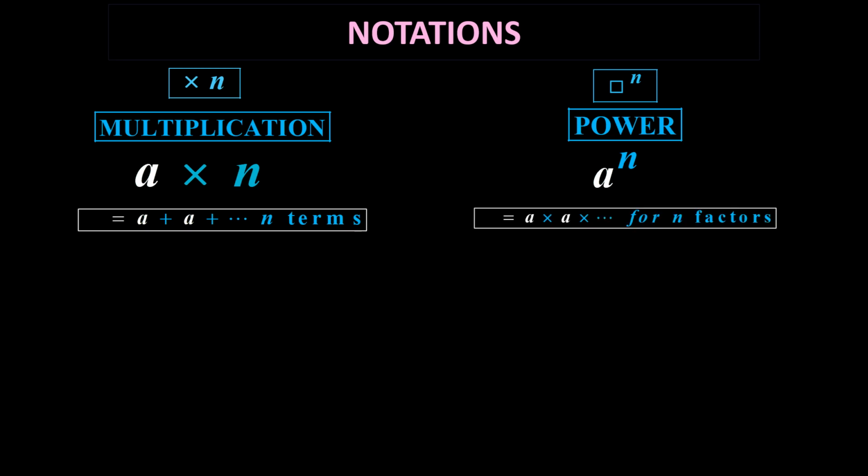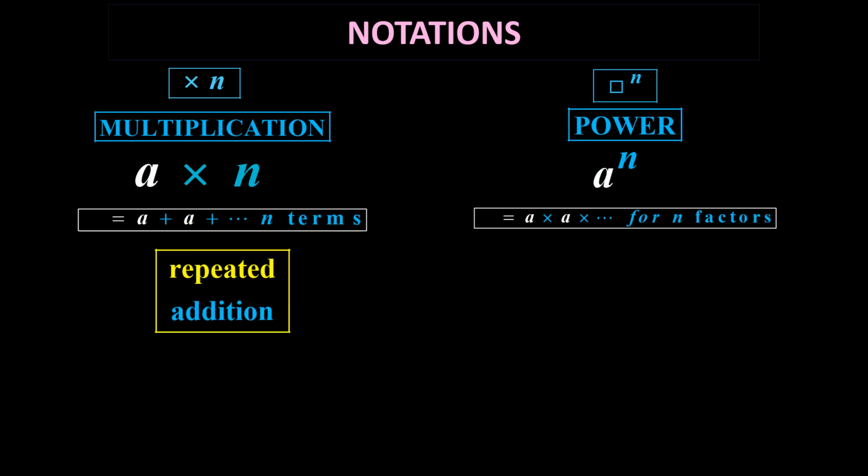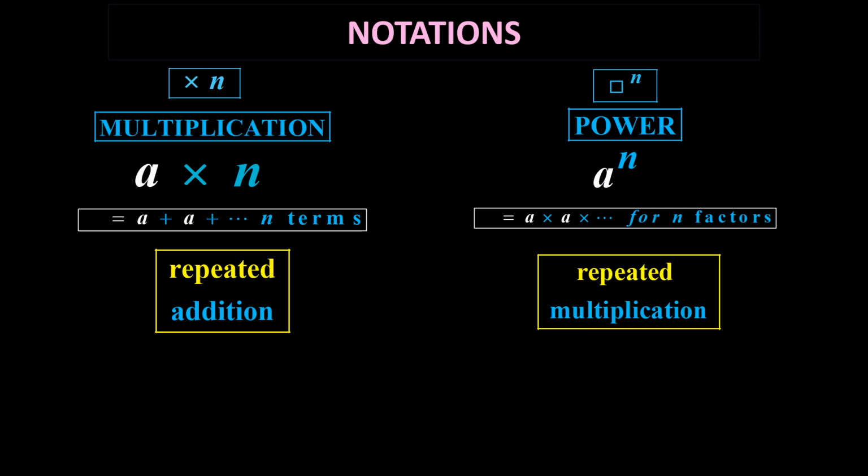Let's look at the other one. a times a times a times a, n factors of a. So in this case we have a repeated addition. Every time we add, and the other one we have repeated multiplication. We multiply by a and multiply by a, so that's repeated. So we can see that for repeated addition we have a short way of writing, and for repeated multiplication we have a short way of doing that.